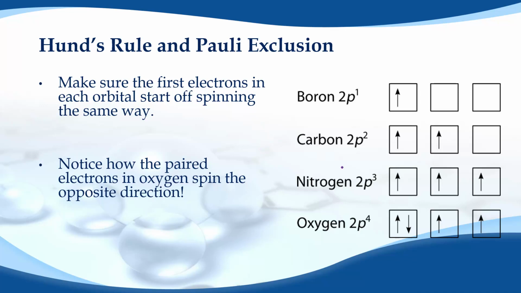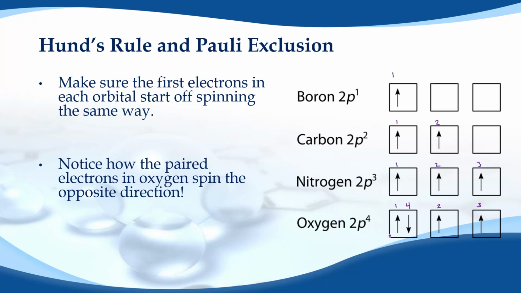Again, when you have this situation where there are multiple orbitals, every orbital gets 1. And once everybody has 1 electron, then when we put in the next one, you start pairing. So that's what happens in oxygen. The 3 orbitals are already full, so when we put in the 4th electron, that 4th electron has to pair with one of them. And again, notice, the paired electrons spin in opposite directions.